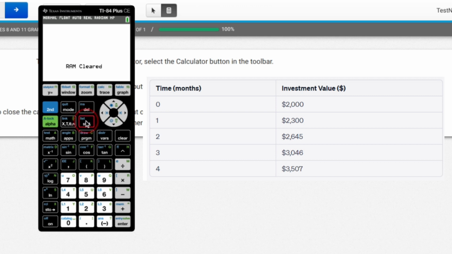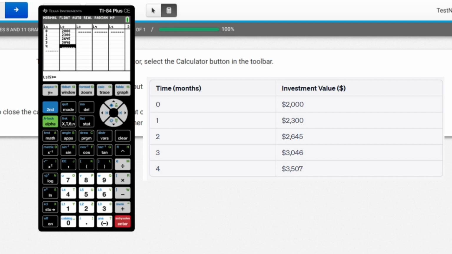So let's just fire it up. Stat, edit, 0, 1, 2, 3, 4. No typos, please. Then we've got 2,000. Then we've got 2,300. Then we've got 2,600. Notice that they're increasing and increasing a little bit more every single time. That's what makes it exponential. I thought I made a typo there, but I didn't.